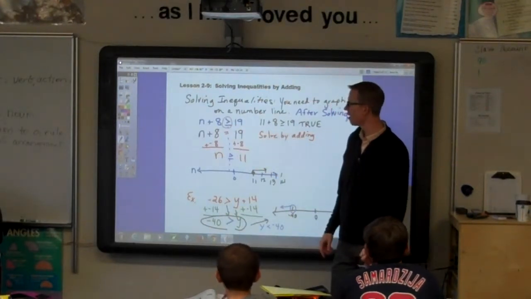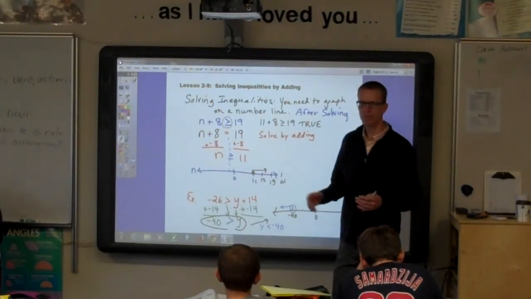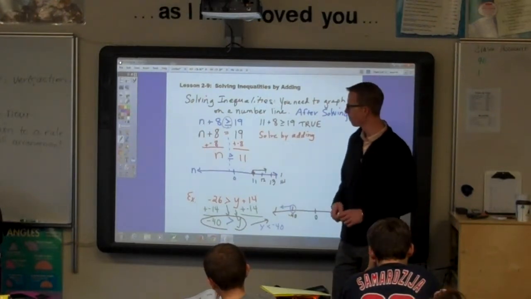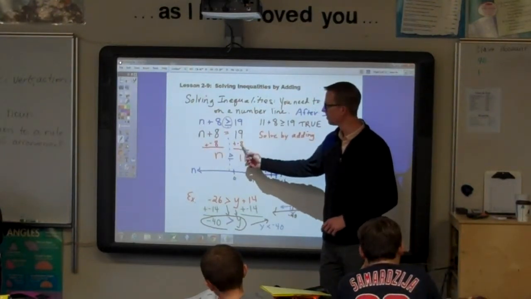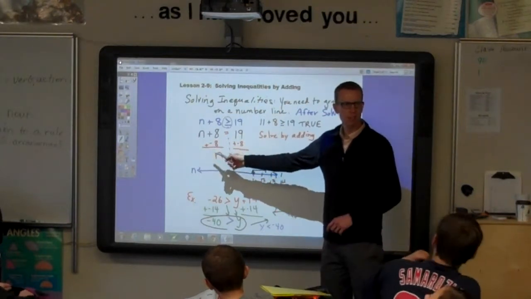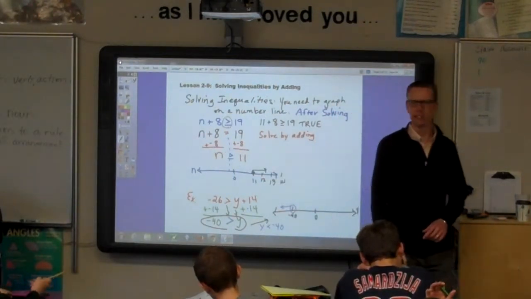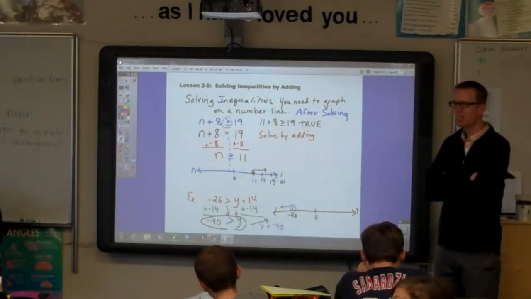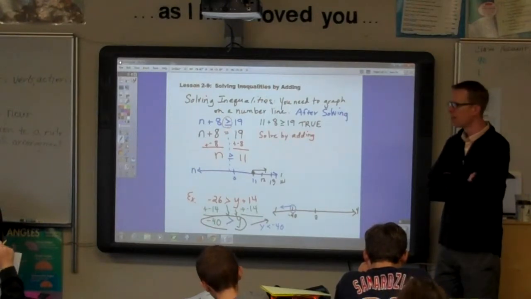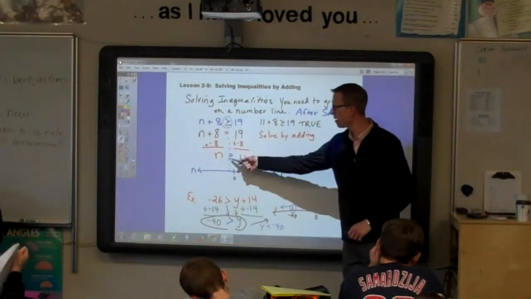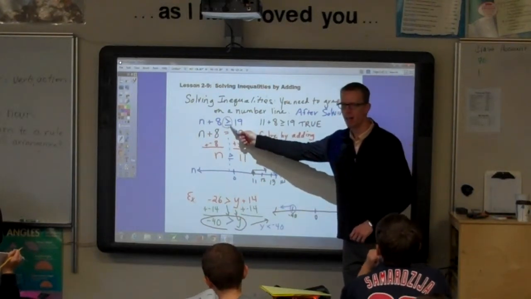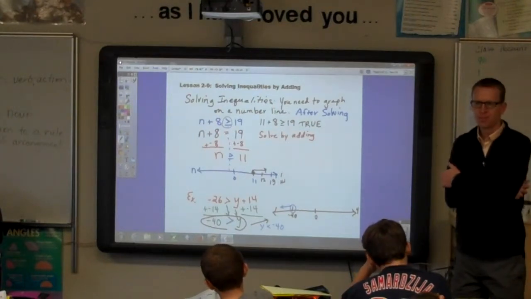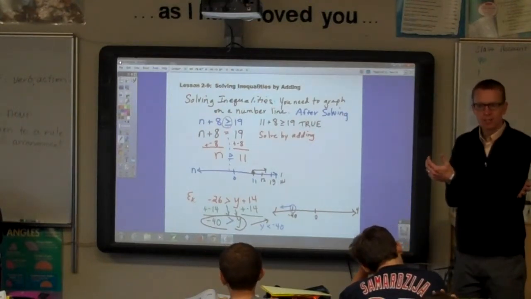So, to solve it, we're going to do the same thing that we did before. Add negative 8 to both sides. That shows that n plus 0 is 11. But now instead of n equals 11, we have to write it as n is greater than or equal to 11, because that's the symbol we have. You have to use that symbol instead. We use the symbol that's given.